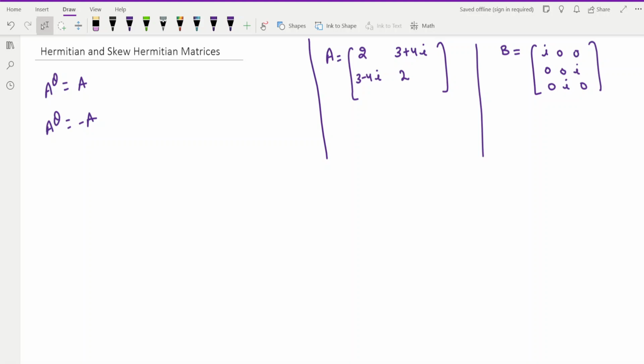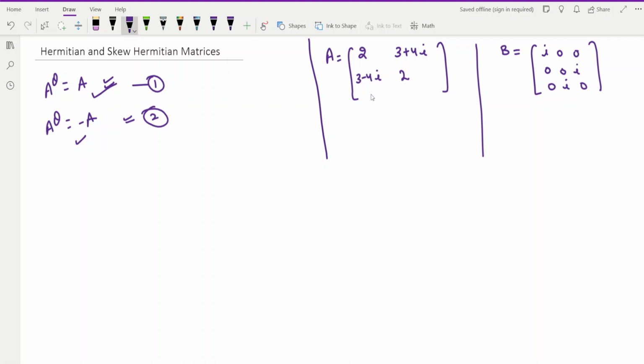In this video, we will be learning how to verify whether any matrix is a Hermitian matrix or not, or a skew Hermitian matrix or not. For this purpose, I have already written two definitions here. The first definition is related to the Hermitian matrix, and the second definition is related to the skew Hermitian matrix. We will say that any matrix A is Hermitian if this condition is true, and any matrix is skew Hermitian if this condition is true.